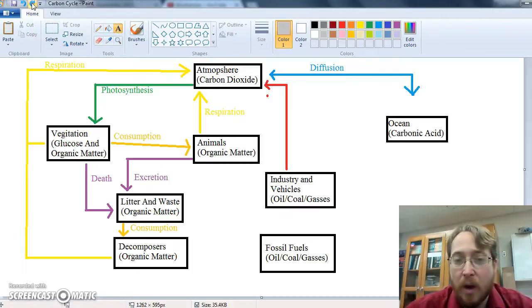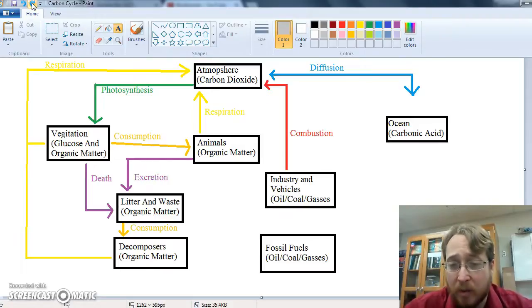We also have industry and vehicles. Industry and vehicles will burn oil, coal, and natural gases in order to keep themselves running, and that will put carbon dioxide into the atmosphere. That's through the process of combustion.